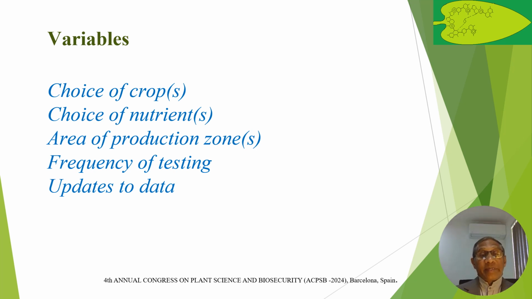So we have to take into consideration the variables in this whole scenario, such as the choice of crops, the choice of nutrients, the area of production zones in terms of their soil types and soil chemistries, then also the frequency of testing and the updates to the data. So it is very important that a more robust statistical approach needs to be adopted to collate, analyze, and interpret nutrient composition data obtained from the different growing environments, with suitable weightages given to the various factors discussed in this review that impact nutrient content in food plants.